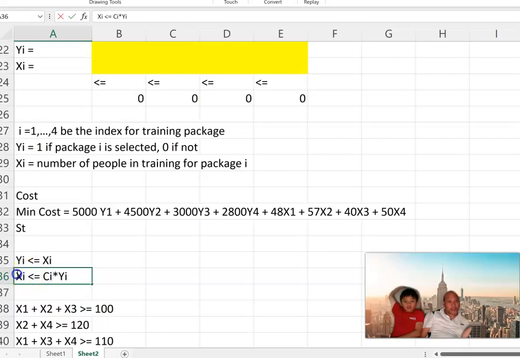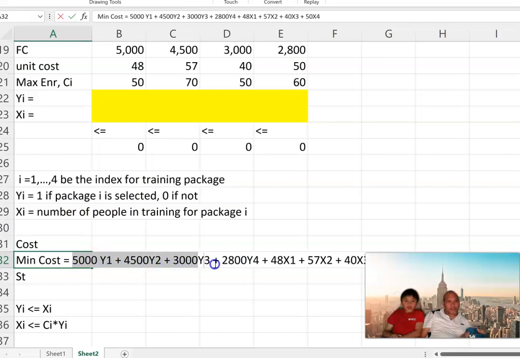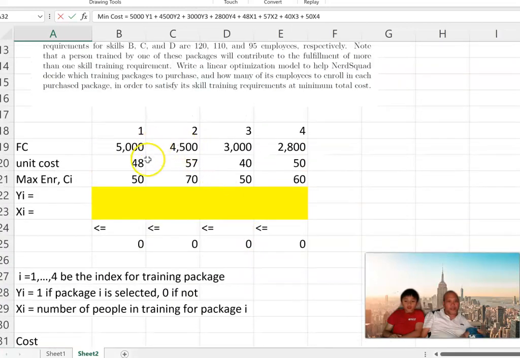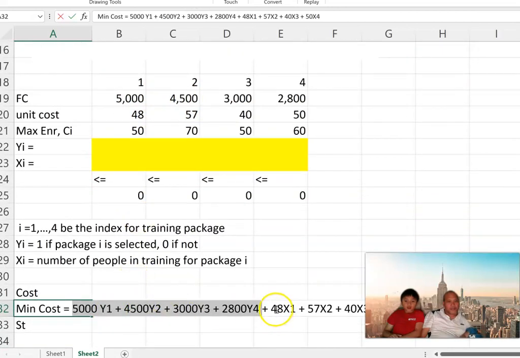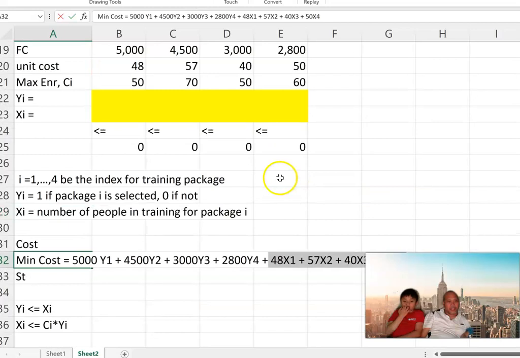So this one says that if xi is 0, yi must be 0. Now the cost will be the fixed cost times yi. You'll incur the fixed cost if you offer the training package, and then the per-person unit cost times xi.